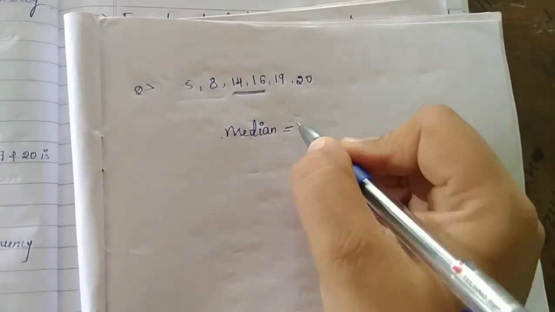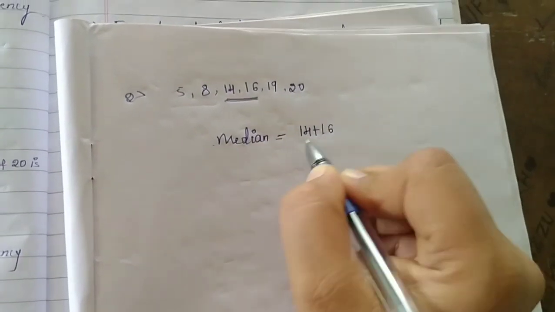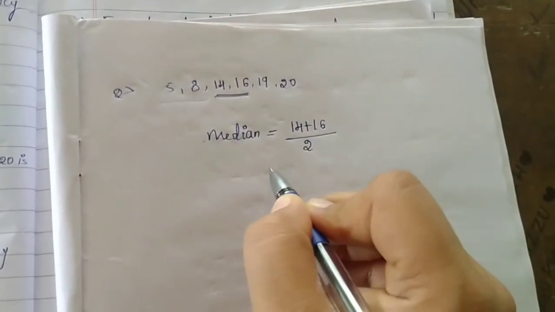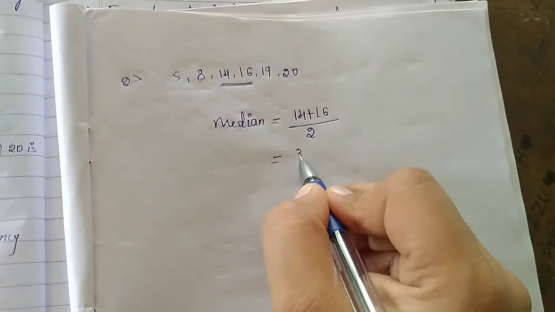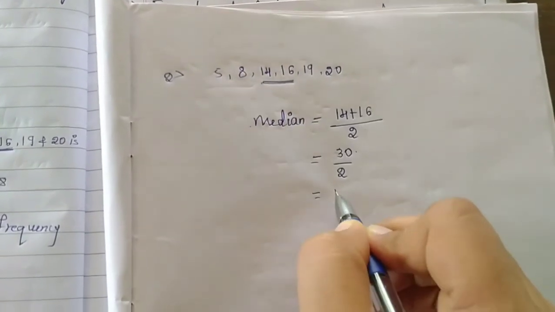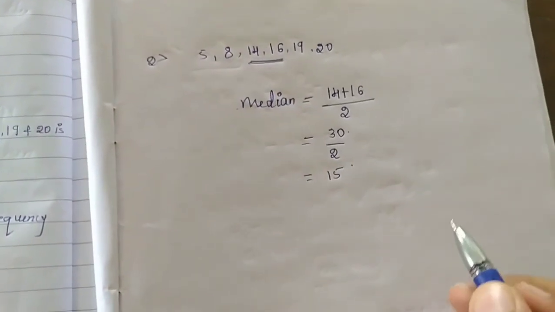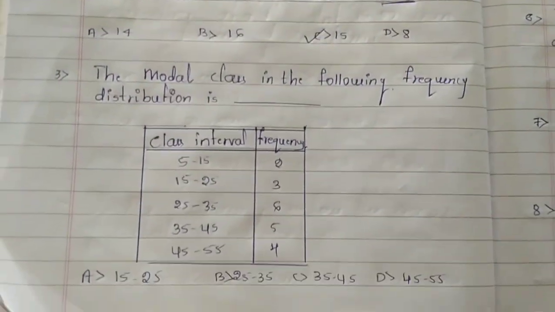Median is equal to 14 plus 16 divided by 2. When you add these up you are going to get 30. 30 divided by 2 is equal to 15. Therefore the correct option is option C. Now we will move on to the next question.